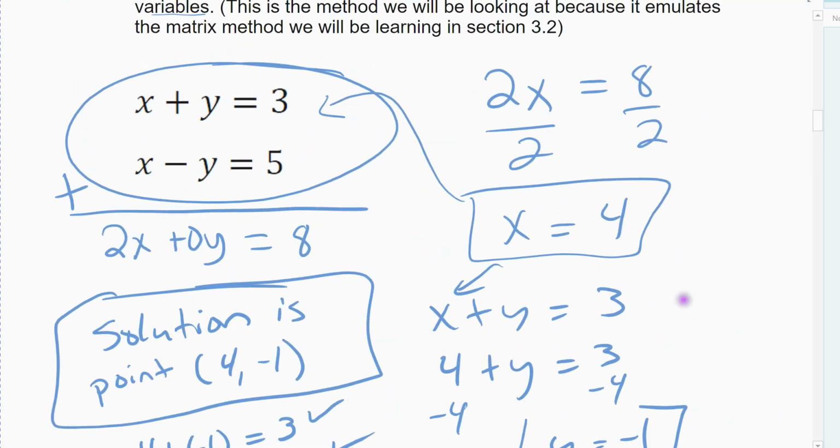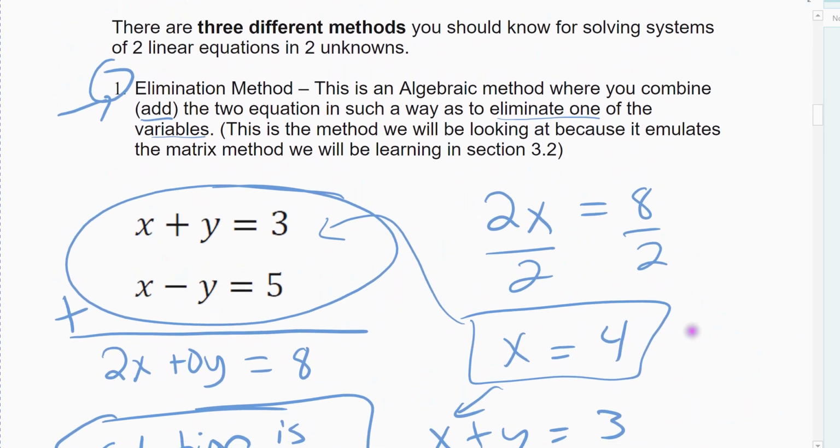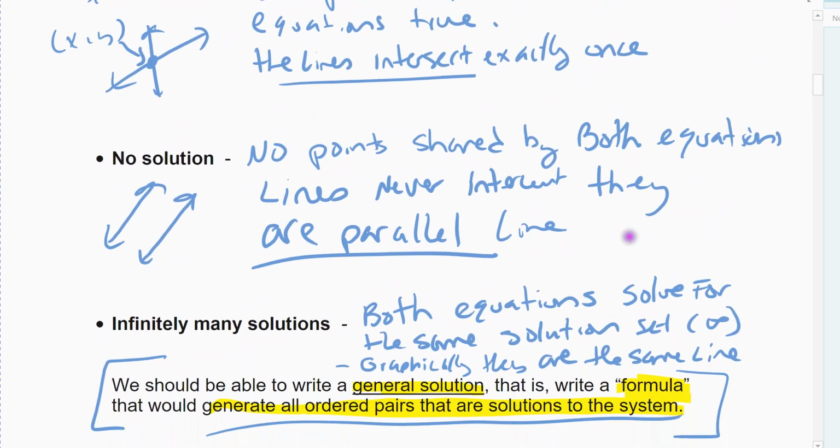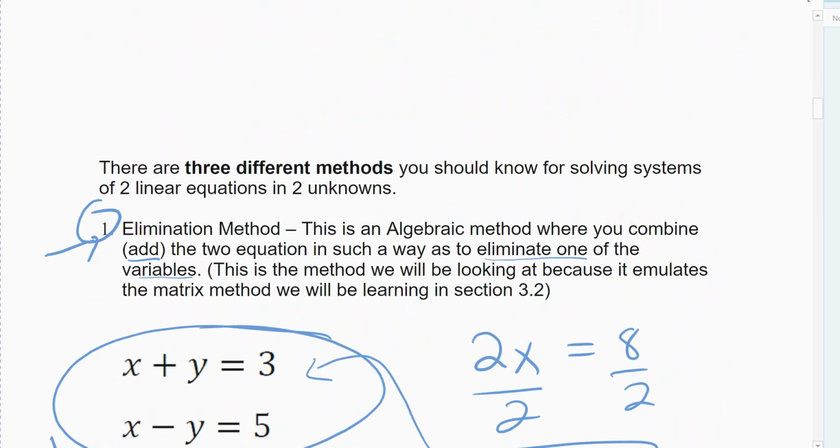We're going to focus on the elimination method, so my next examples are all going to be, so I'm basically going to do one of each of these cases, a one solution, no solution, infinitely many, and I'm going to use the elimination method, right, to finish out this section.